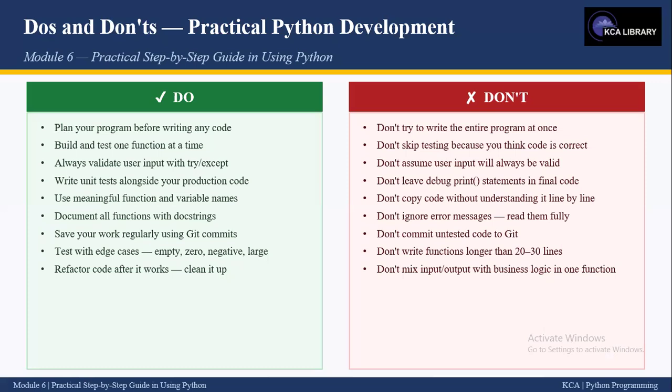Avoid: trying to write the entire program at once, skipping testing, assuming user input will always be valid, leaving debug print statements in final code, copying code without understanding it, ignoring error messages, committing untested code, writing functions longer than 20 to 30 lines, and mixing input-output logic with business logic in a single function.